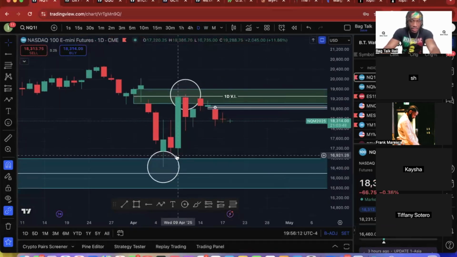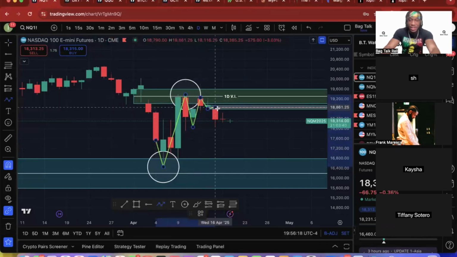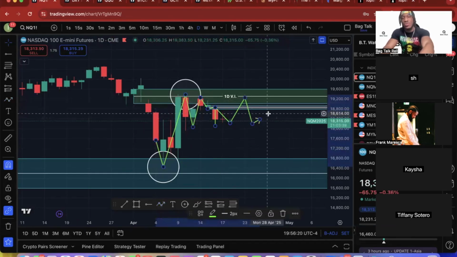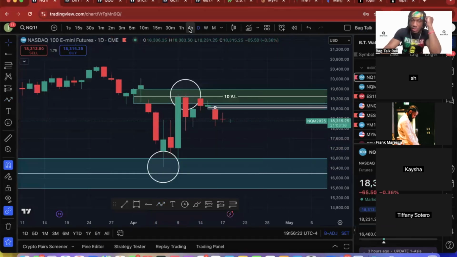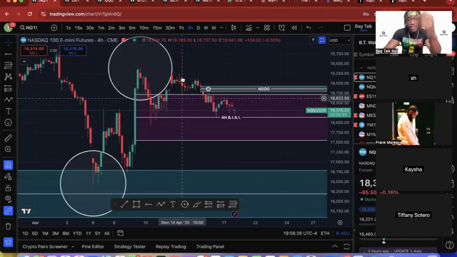And need I repeat myself, where does consolidation tend to happen? Between a valid bull case and bear case. That's where consolidation tends to happen. And so you can't be surprised at the chop that we've been noticing lately. This is the 4 hour. You can't be surprised at the chop.